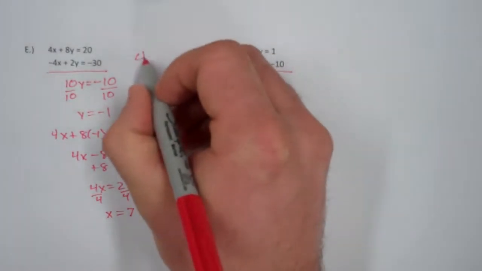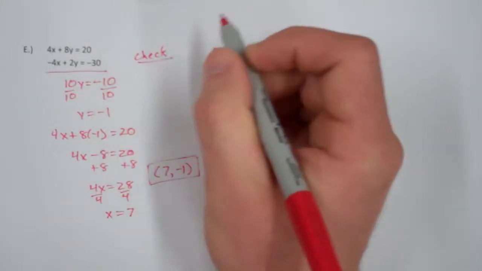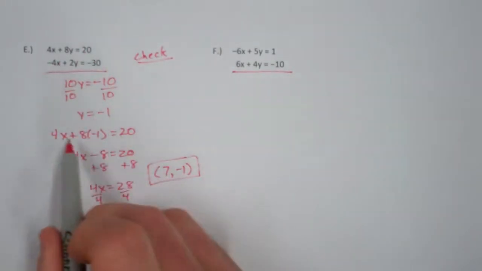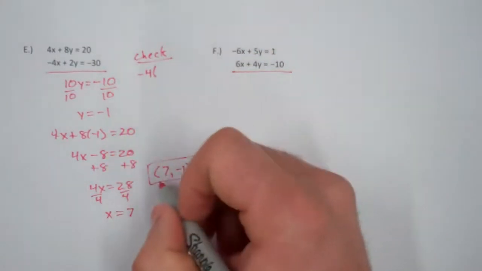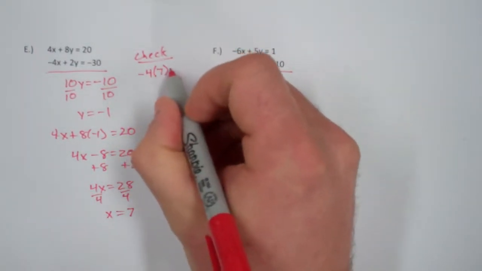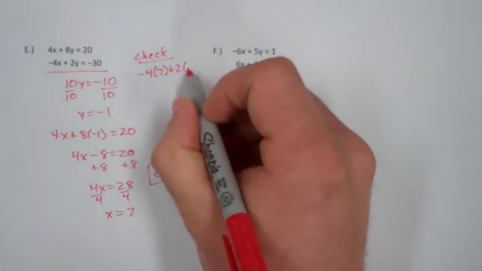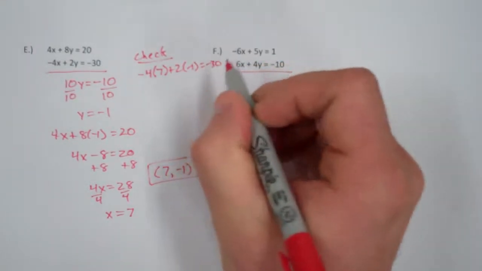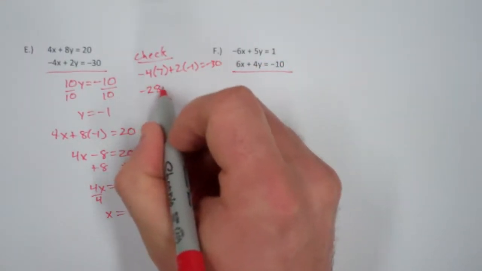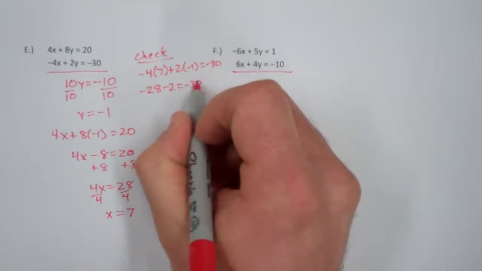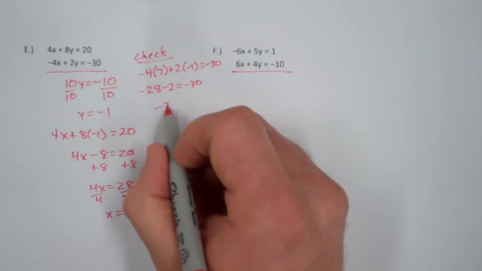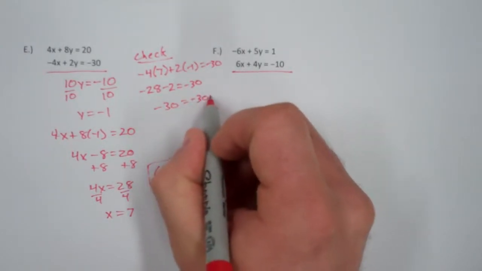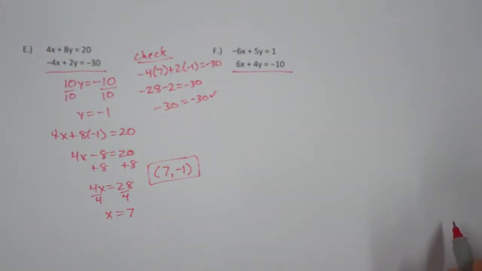Always a good idea to check your work. We used this one here, so we're going to use the other one to check. 7 is going to go in for x. Negative 1 is going to go in for y. That should be negative 30. Let's see if it is. So we've got negative 28 minus 2 is equal to negative 30. These are two negative numbers, so you can add them. 28 and 2 is 30, and it's just negative. So we've got negative 30 there, and that does check.